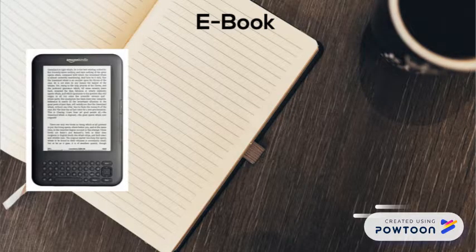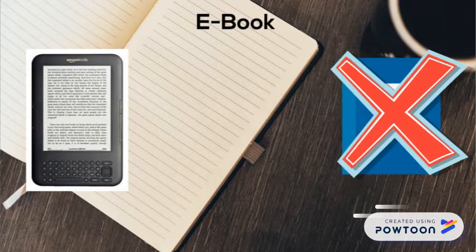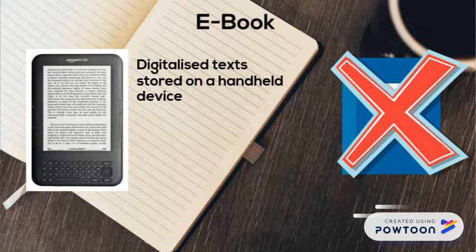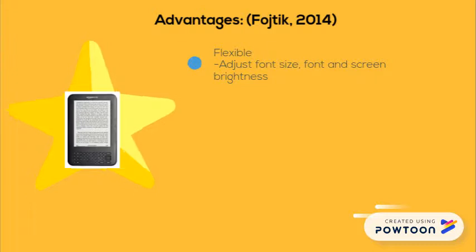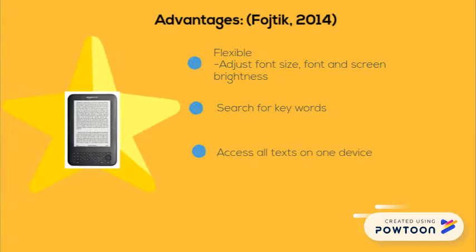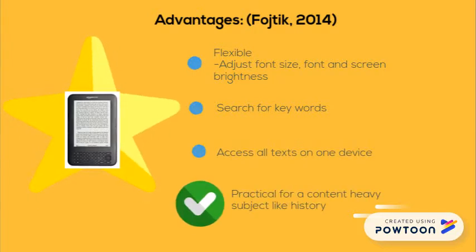E-books are a form of information transmission and are becoming increasingly more popular than traditional books due to their long list of advantages. E-books are digitalized text that can be read on a handheld device, allowing for history students to easily access the wide range of text to be covered on one device. E-books are extremely flexible, giving you the option to alter the brightness of the screen, the font size, and the font itself, allowing learning to occur in all situations. You are also able to search for keywords that are relevant to your learning, whereas in a real book you would have to physically find it. As history revolves around a lot of heavy reading, e-books are very practical for history studies.